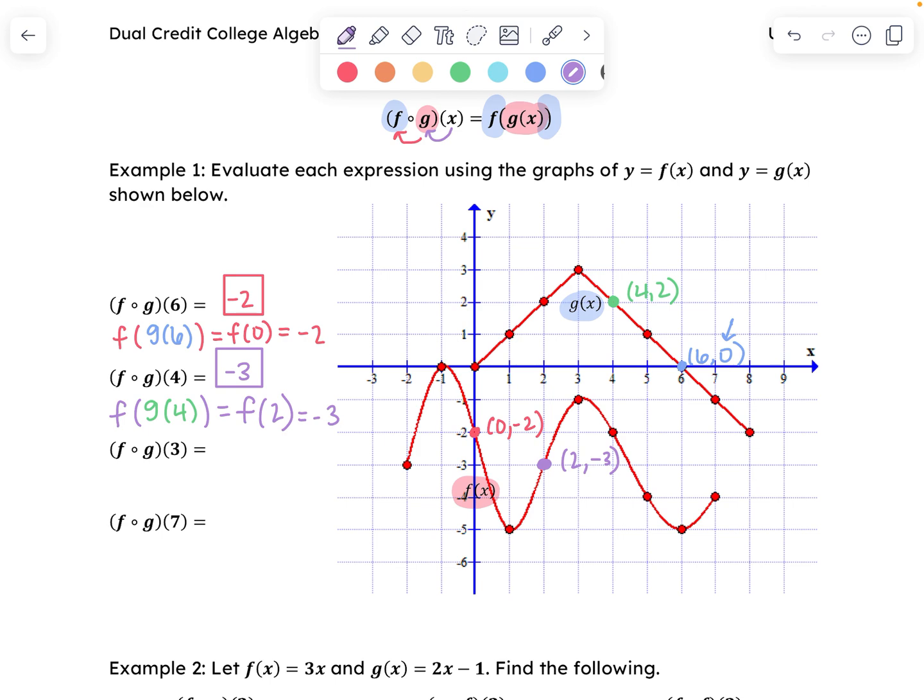Okay, so next, orange and yellow. Let's do f of g of 3. I'm going to start with that g of 3. I come over to 3, come up here, and I've got the point (3, 3). So when I look for my f function, the output of 3 is what I'm going to plug in. Still coming to 3, but now I have the point (3, -1). So my answer is -1.